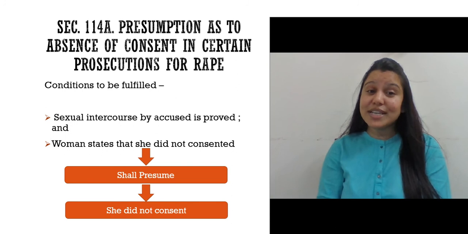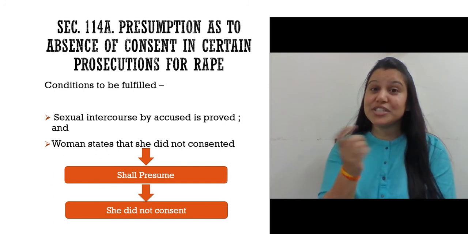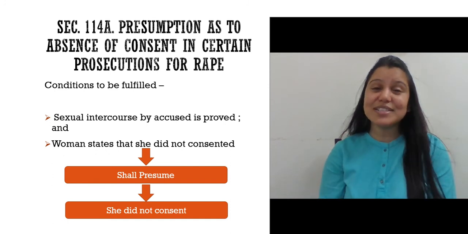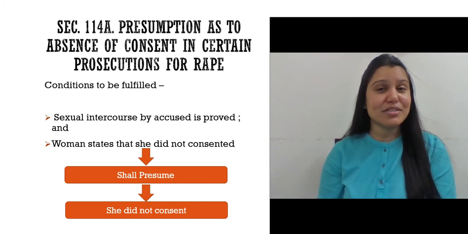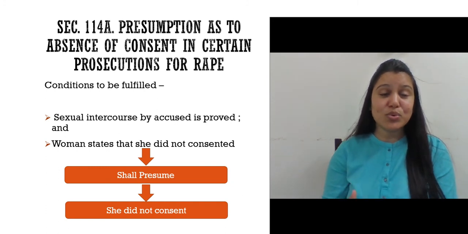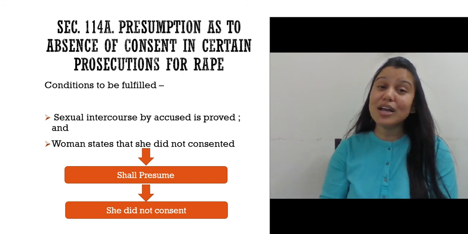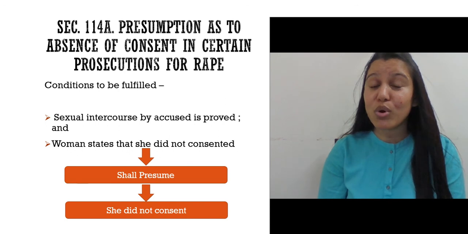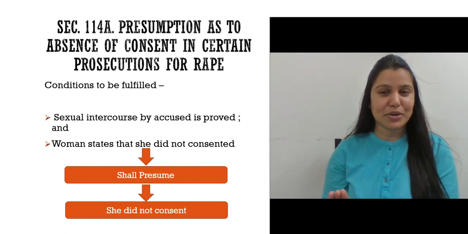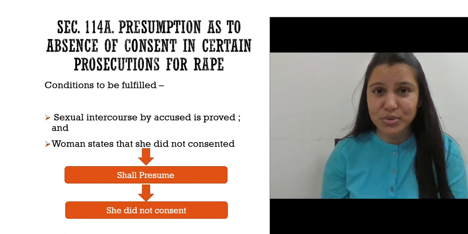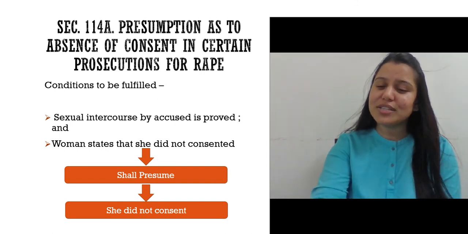Now, the woman states that she did not consent. Once it is proved that she had sexual intercourse with the accused, and she says that she did not consent for the same, that the sexual intercourse was not with her consent, then the court shall presume. Here it is mandatory for the court to presume, shall presume, that she did not consent for that sexual intercourse at all. Right? So here the court shall presume that she did not consent for the same.